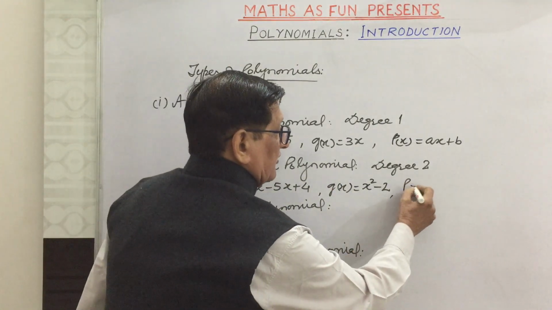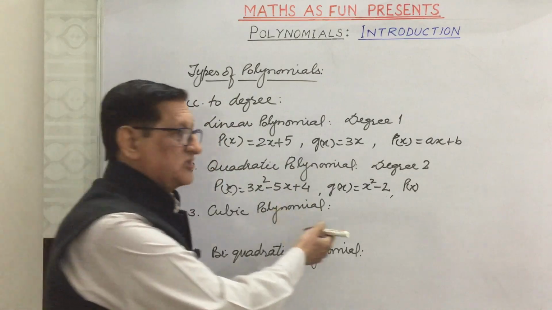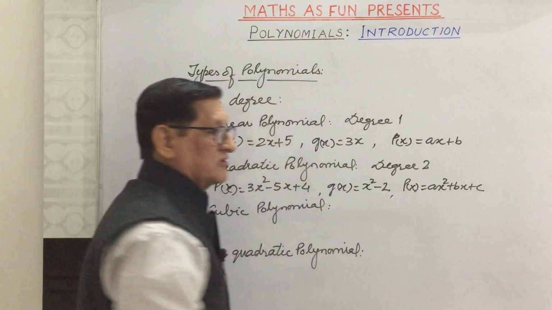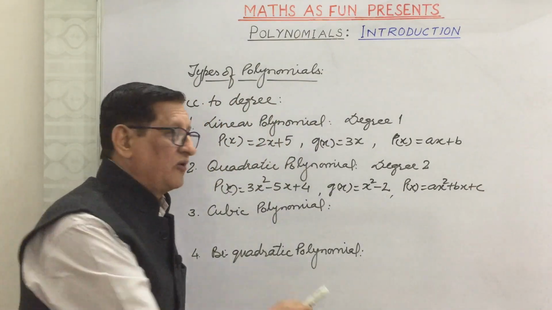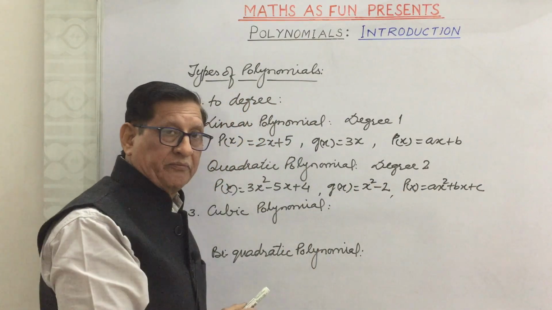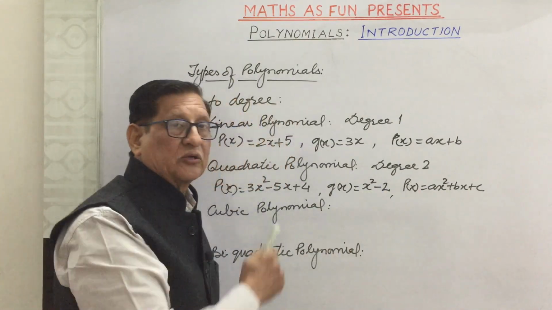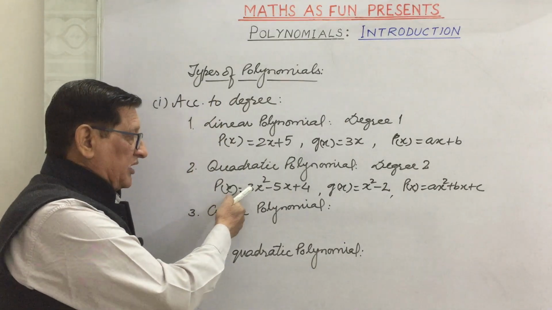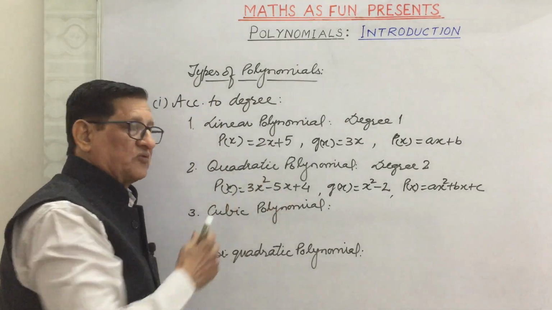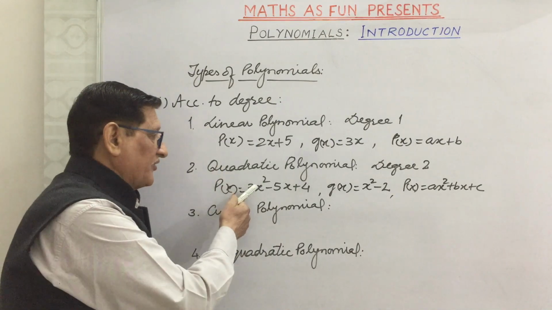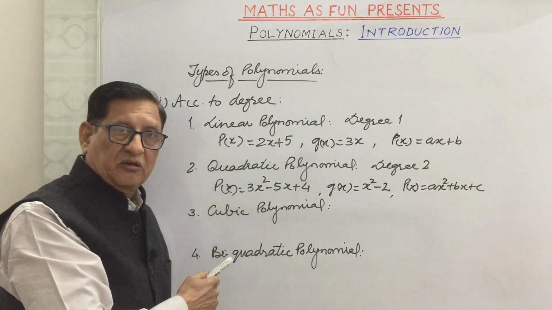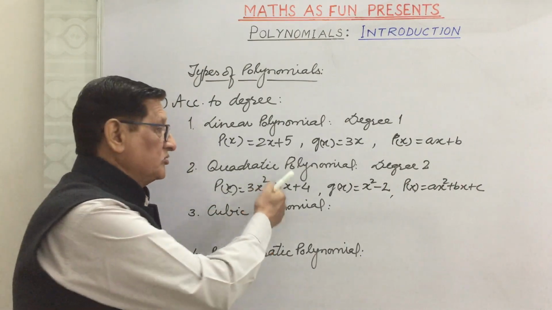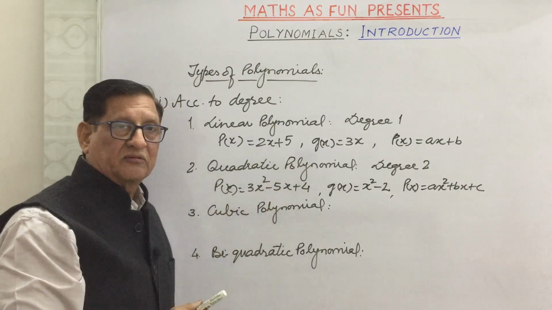Generally, the standard form of a quadratic polynomial is taken as p(x) = ax² + bx + c. Here the coefficient of x² is taken as a, the coefficient of x is b, and the constant term is c. See, in the first one, p(x) = 3x² - 5x + 4. The coefficient of x² is 3, that is a is 3. The coefficient of x is -5, which means b is -5. And the constant term is 4, which means c is 4.